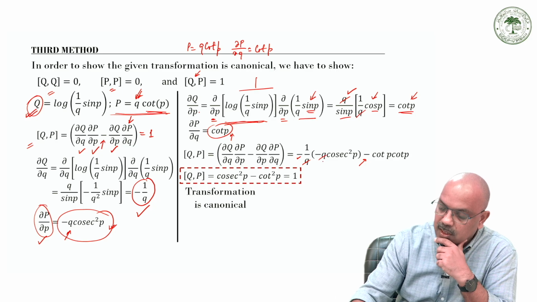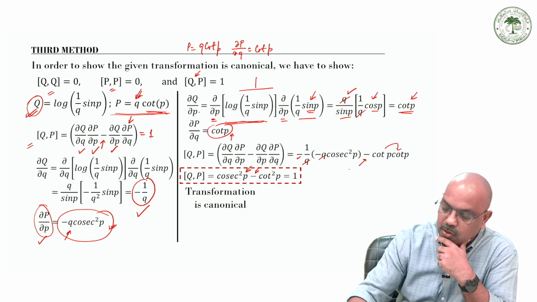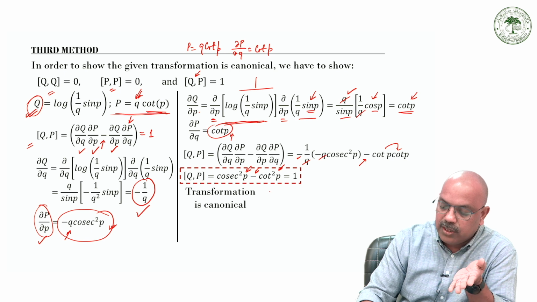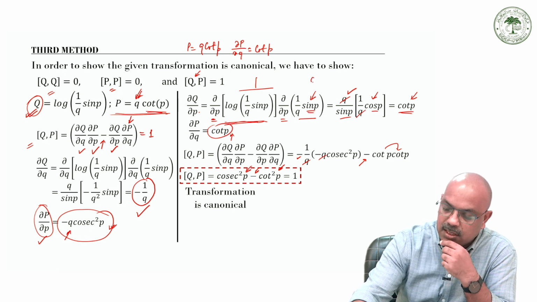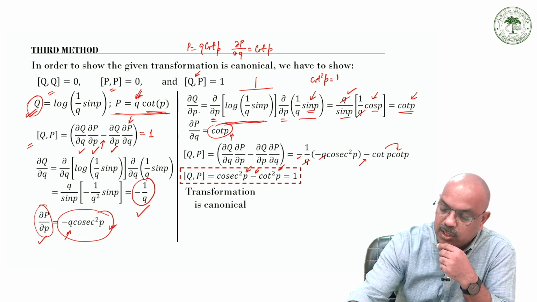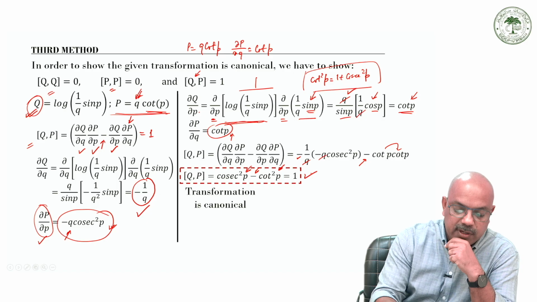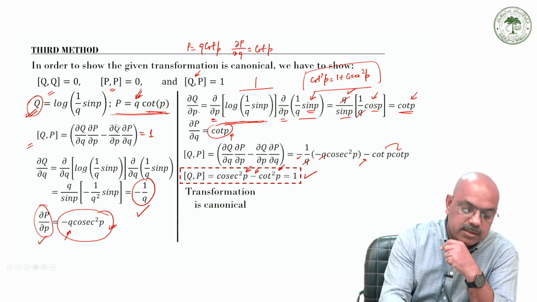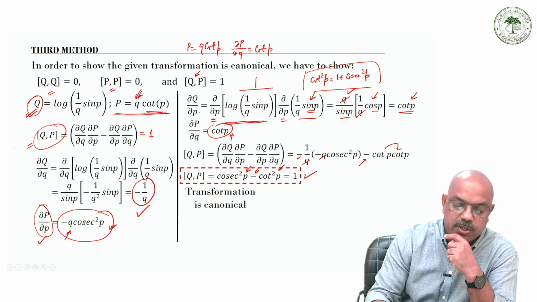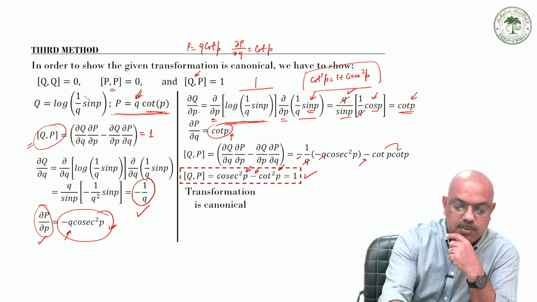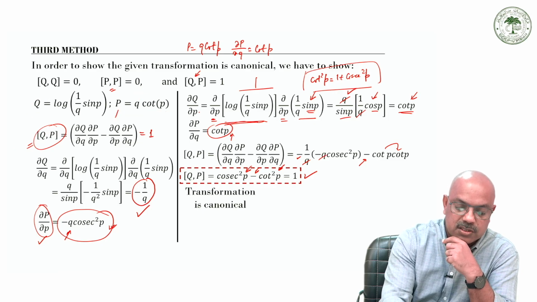So this is going to be cosec square p, and then I have negative here, and then cot p times cot p is going to be cot square p, and you know that cosec square p is 1 plus cot square p. So with this relation, this is going to be 1. So now I figured out the Poisson bracket between this q and p, the transformation which is given, this q and p in terms of this q and p.